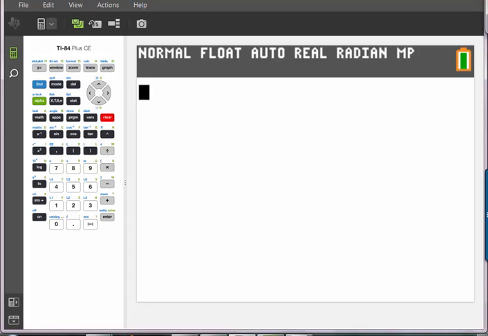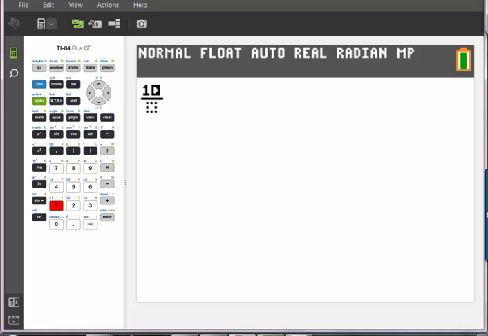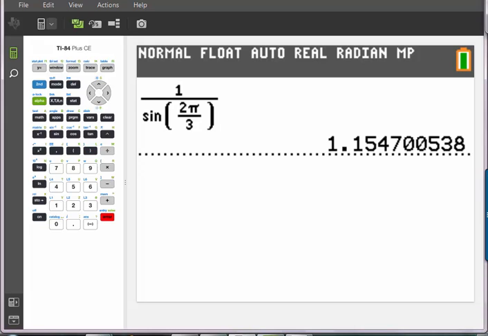And then I'm going to put in a fraction, 1 over the sine of a fraction, 2 pi over 3. And you see that you get a decimal. And you're going to go 4 decimal places. So 1.1547.